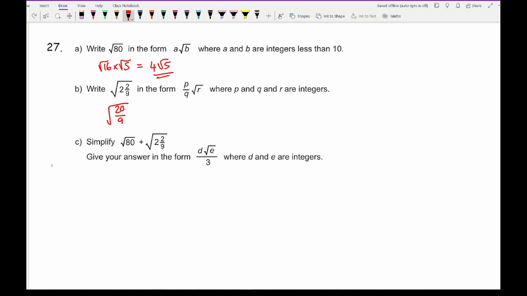Now for this, we can write this as root 20 over root 9, which is root 20 over 3. Now in terms of root 20, I can write root 20 as root 4 times root 5, and that's going to be 2 root 5. So what this becomes is 2 root 5 over 3, which is 2 over 3 root 5, and there is my final answer for that one.